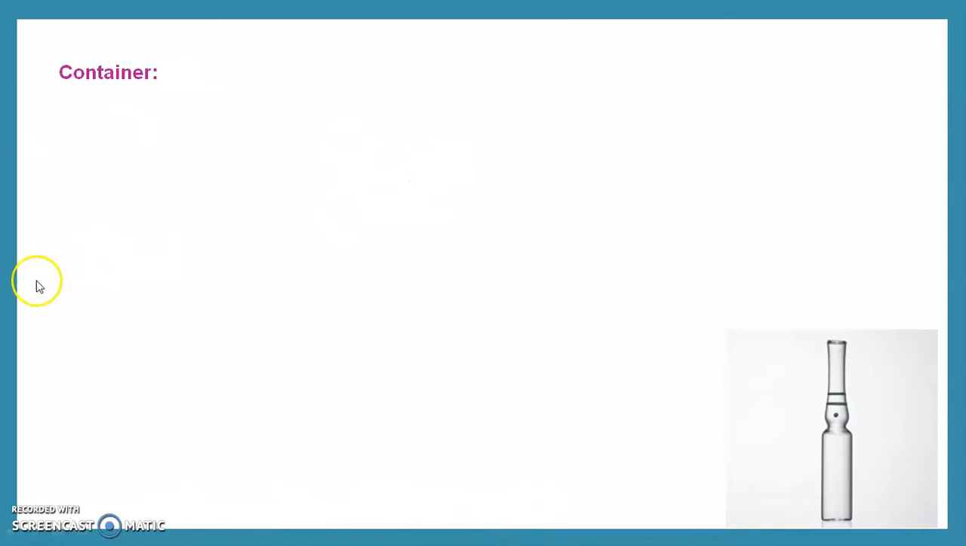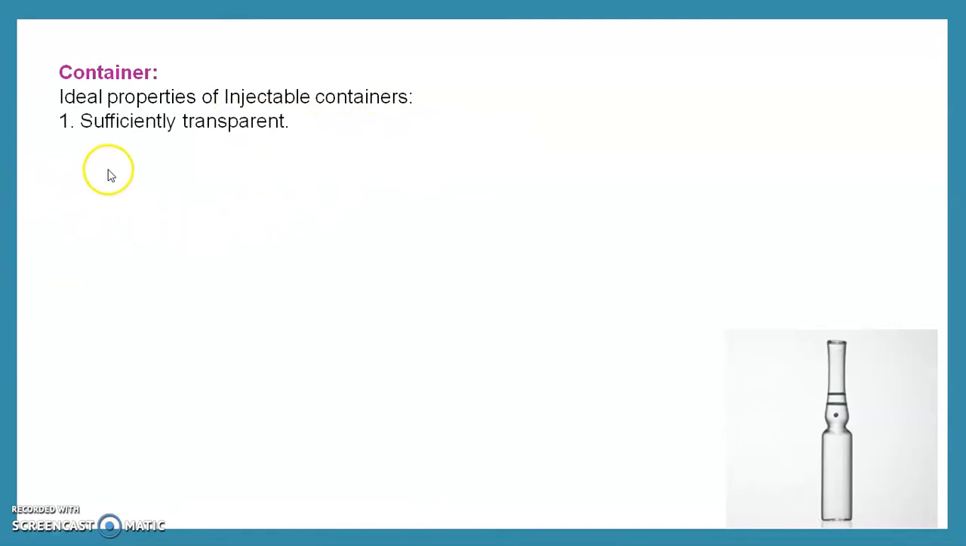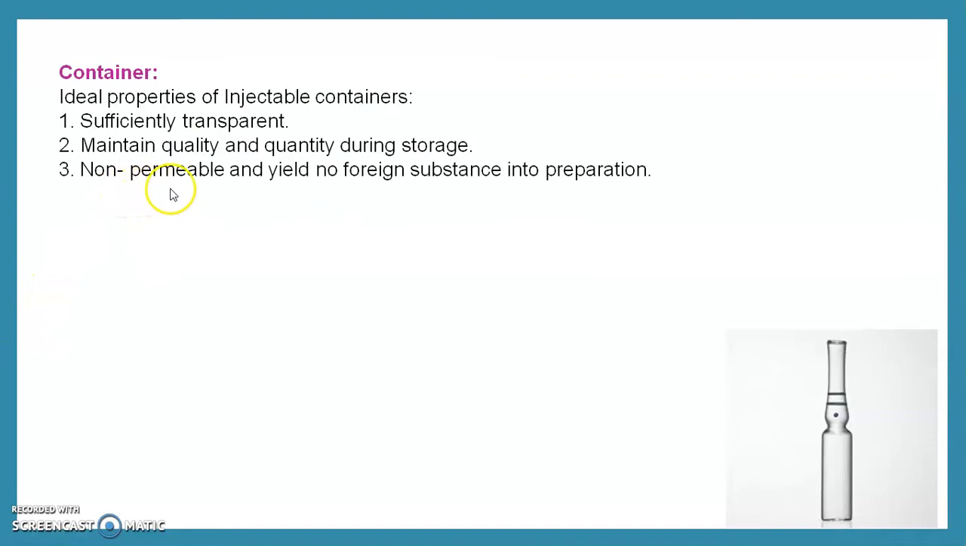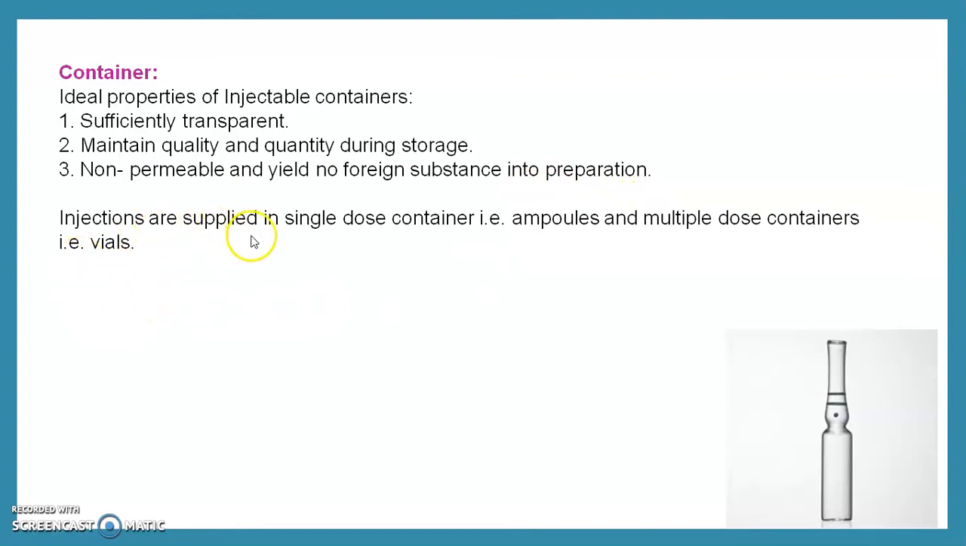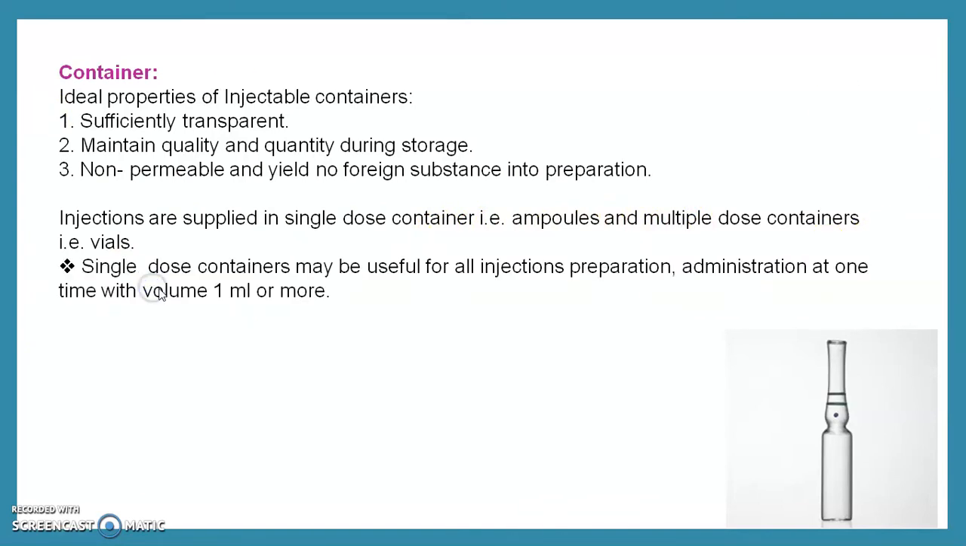Then we see the containers required for parenterals. Ideal properties of injectable containers are that they should be sufficiently transparent, maintain the quality and quantity of the drug during storage, be non-permeable, and yield no foreign substance into the preparation. Injections are supplied in a single dose container, that is ampoules, and multiple dose containers, that is vials.